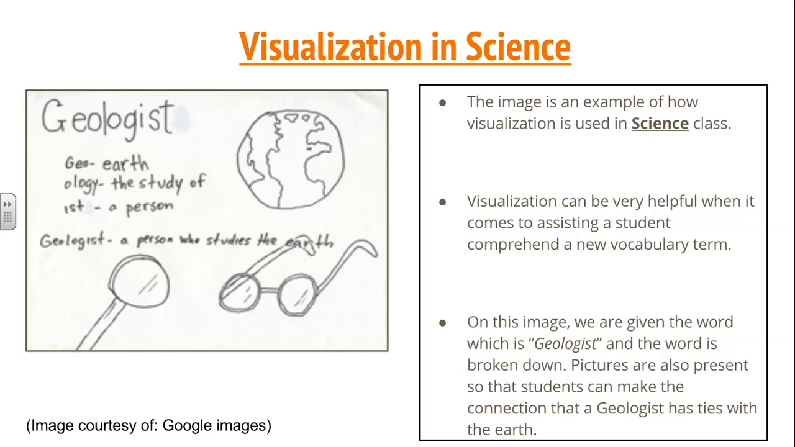So, visualization in science can include creating a vocabulary card with a visual of the vocabulary word, or a visual that will remind you of it, like the world for geologists, because geo means earth, and then also adding some glasses or a magnifying glass for the ist part, which means a person, and the ology is studying. So when you put the earth, the glasses, and the magnifying glass together, you have a person who studies. Breaking down words like this helps kids memorize new vocabulary.